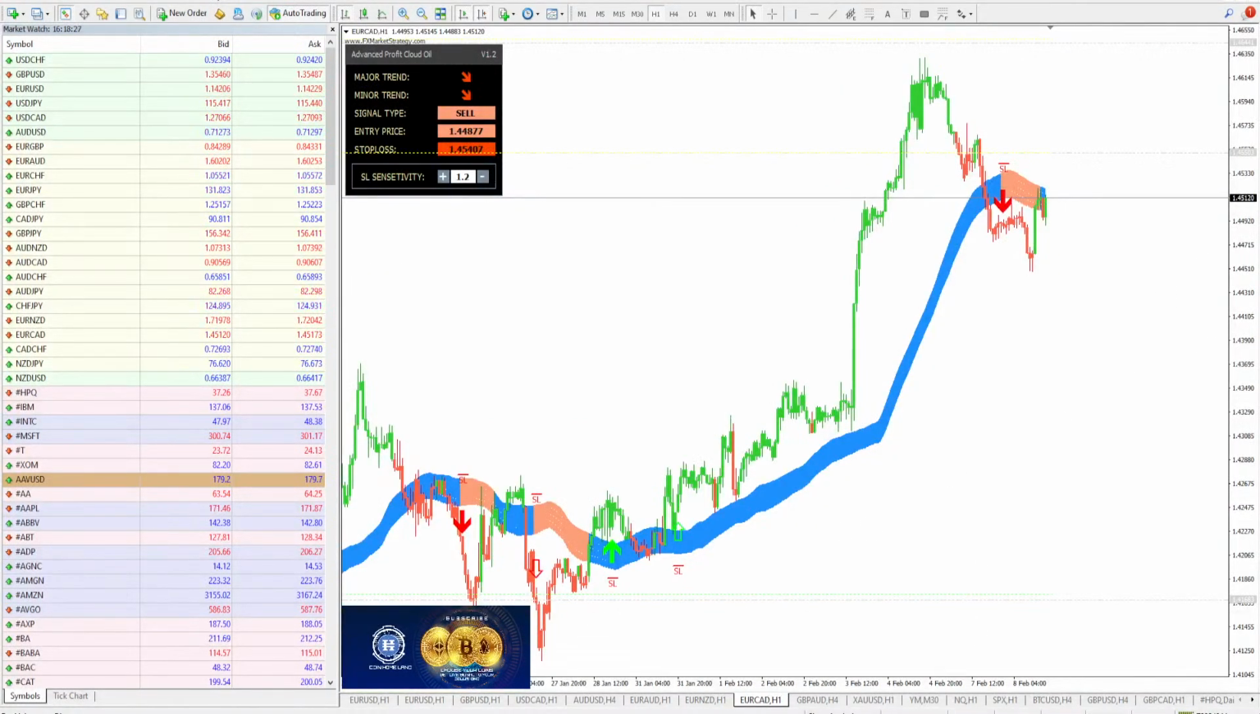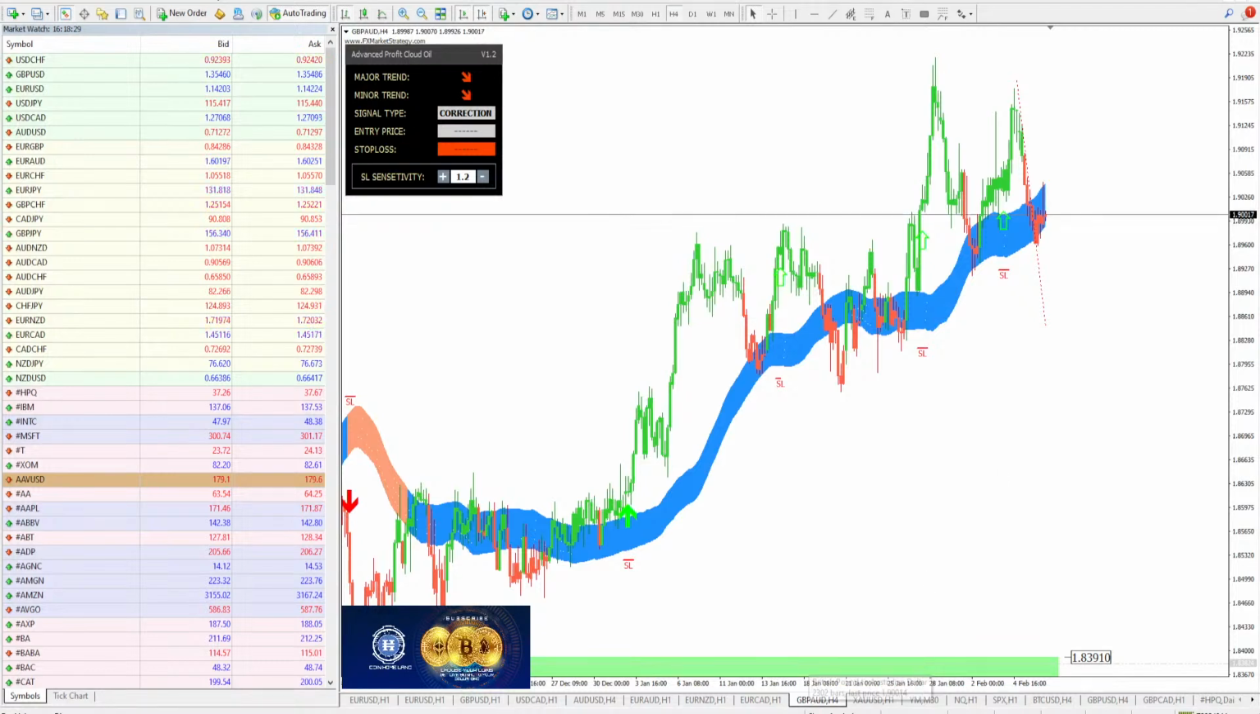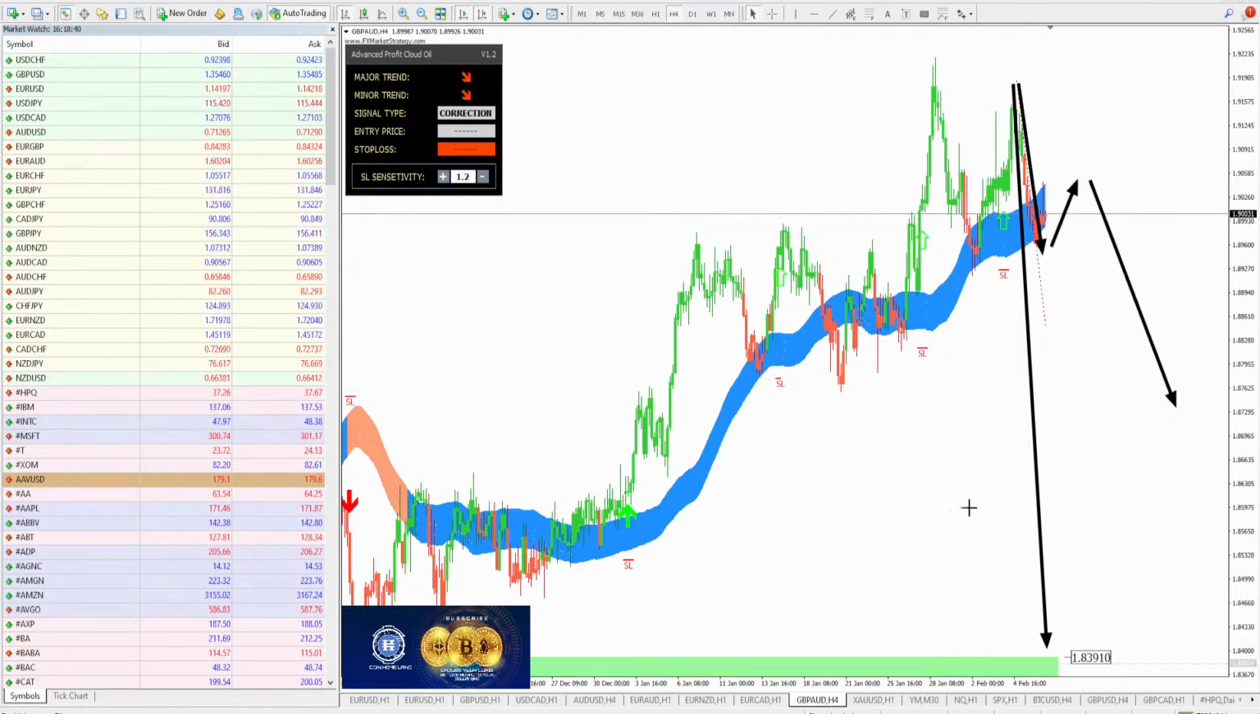Euro Canadian, just the same. Pound Australian, the same scenario right here. So we're looking for this down move to come possibly all the way down here. But it did come nice. It's going up a little bit. After this, we expect the second wave to be to the downside.